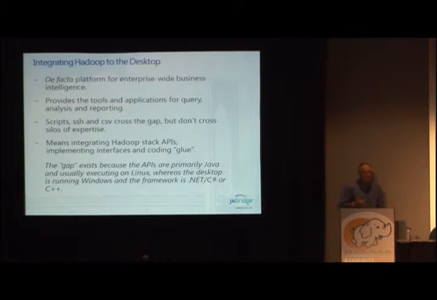So the desktop provides all of these tools. They provide tools for query and for analysis, Excel being an obvious one. Again, coming back to scripts, SSH and comma-separated values, yeah, you can get it done, but it's not a very good solution. So interoperability means doing glue. It means actually worrying about some of the details before you can actually start worrying about implementing something that's going to provide value.